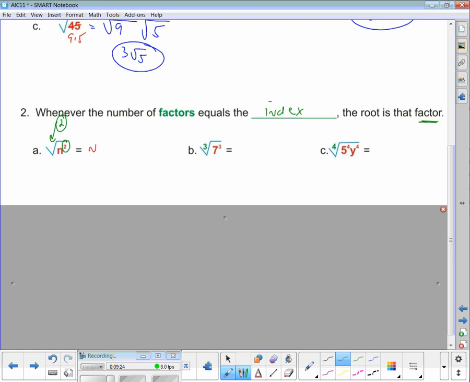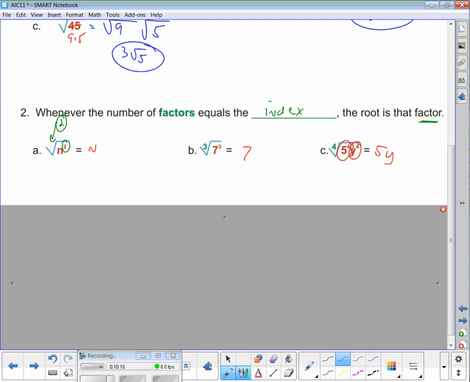In the next example, you have a cube root. What times itself 3 times is a 7 times 7 times 7? Answer, a 7. A 7 times itself 3 times is a 7 times 7 times 7. In our last example, you got a couple parts. You got the 5. What times itself 4 times is a 5 times 5 times 5 times 5? Answer, a 5. And the second part: what times itself 4 times is a y times y times y times y? And the answer is a y, because y times itself 4 times is y to the 4th. So that's the basic concept.